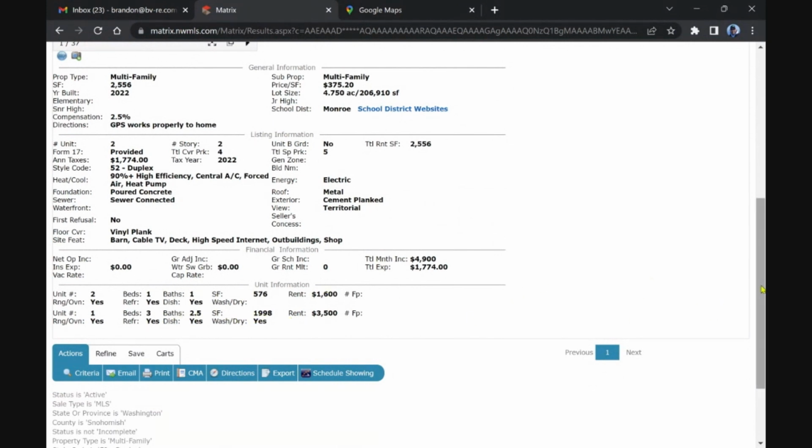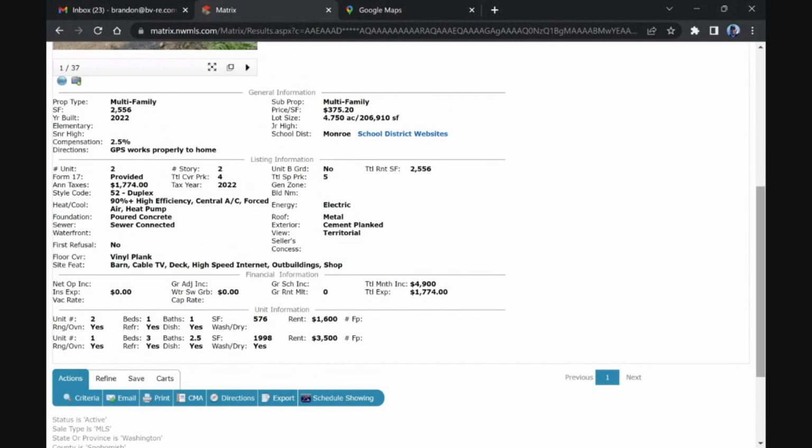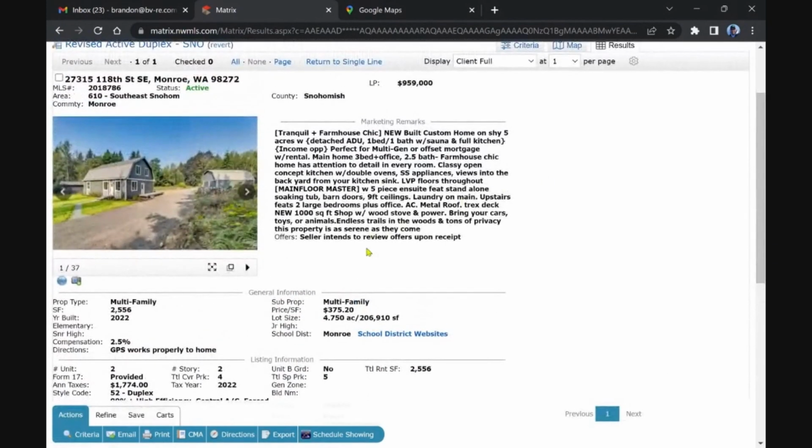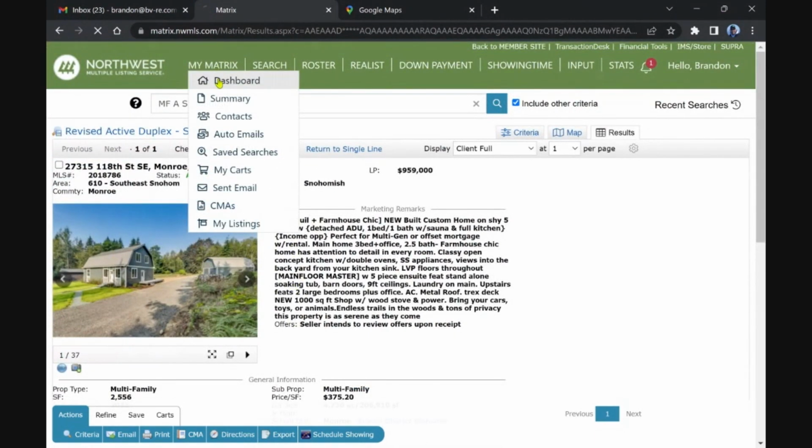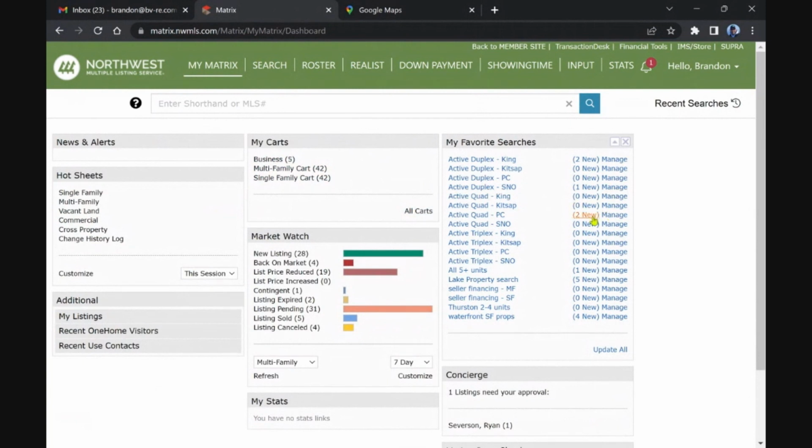property. Probably mostly owner occupied, but there's not a lot of financials in here, but also that does kind of imply just a lazy agent that doesn't gather that info when entered in the listing. Perfect for multi-generational, offset mortgage rental. Main home is 3-bed plus an office. Pretty cool property. Not the ideal investment property though, right? So you'll see a lot of these come up, and they make great house hacking opportunities. It doesn't mean that they are ideal for non-owner occupied investors like myself or a lot of my clients.